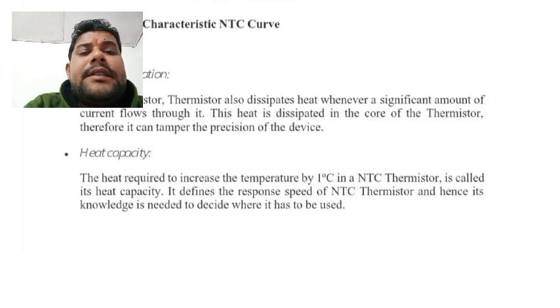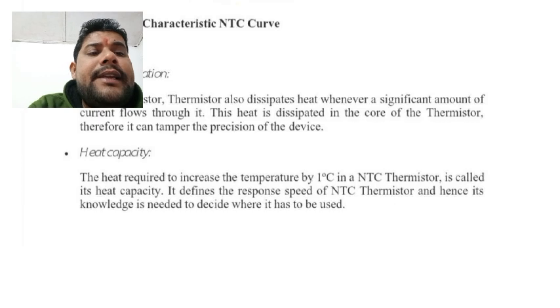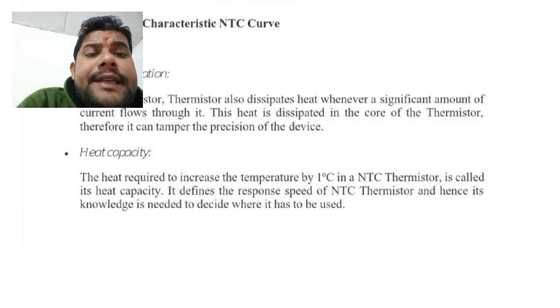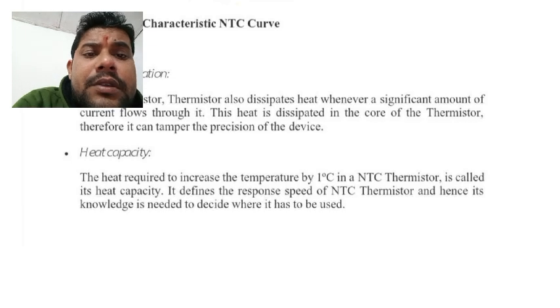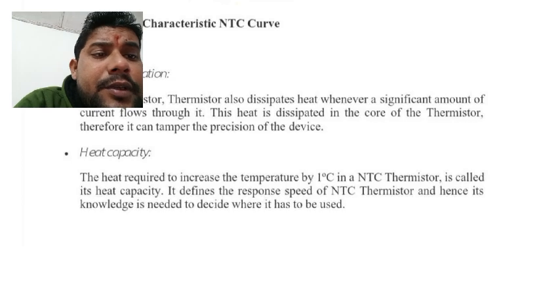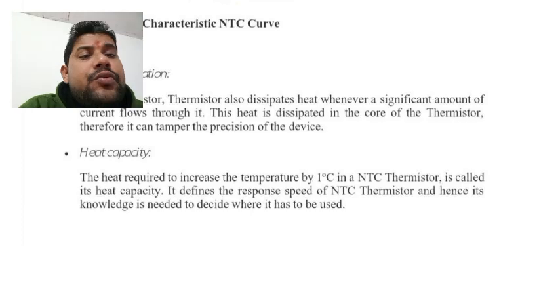Second, heat capacity. The heat required to increase the temperature by 1 degree Celsius in a negative temperature coefficient thermistor is called the heat capacity. That amount of heat required is called heat capacity. It defines the response speed of the NTC thermistor, and hence its knowledge is needed to decide where it is to be used.